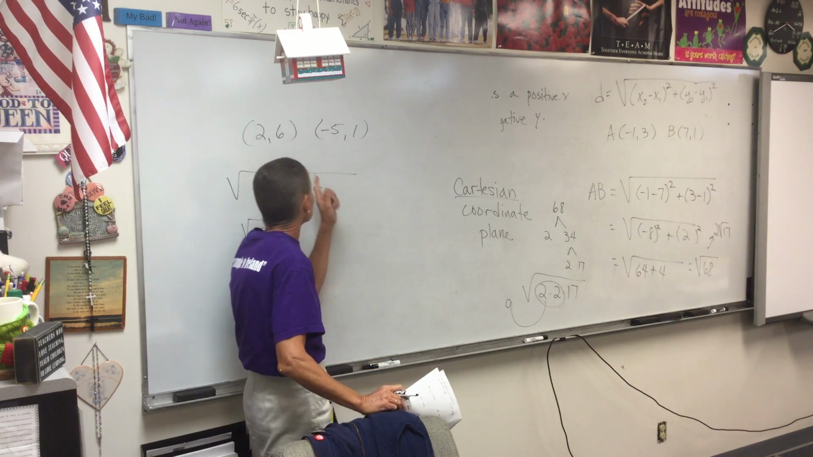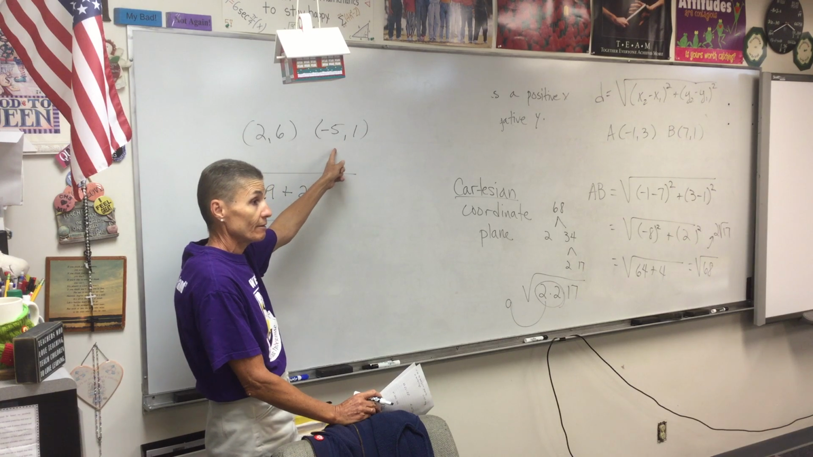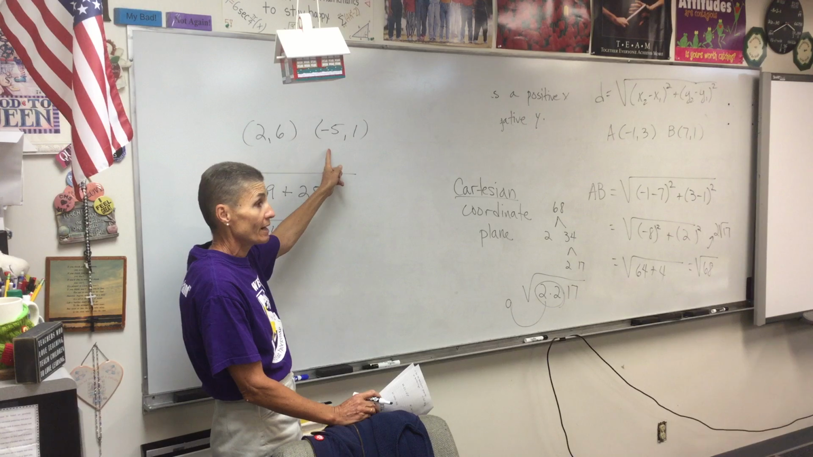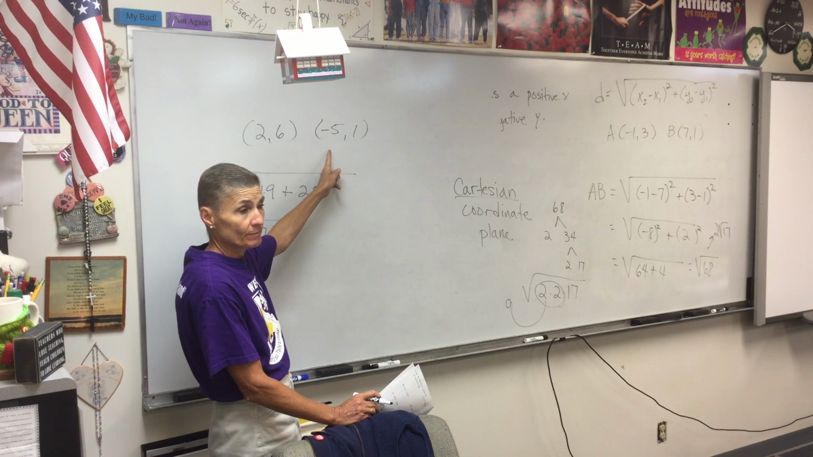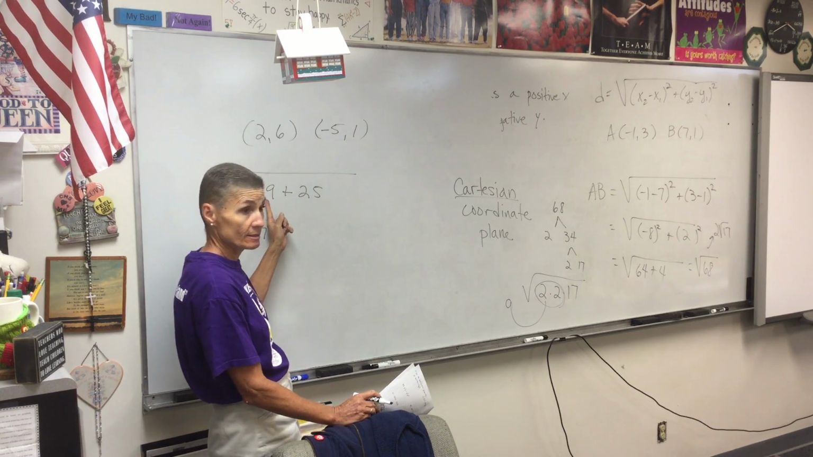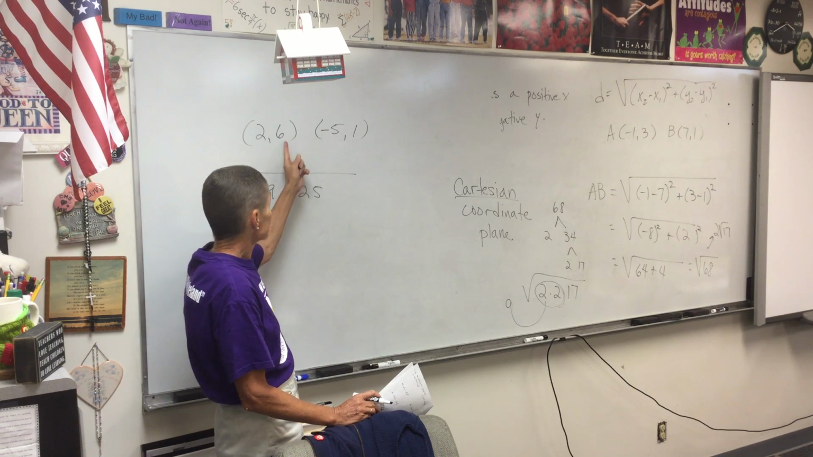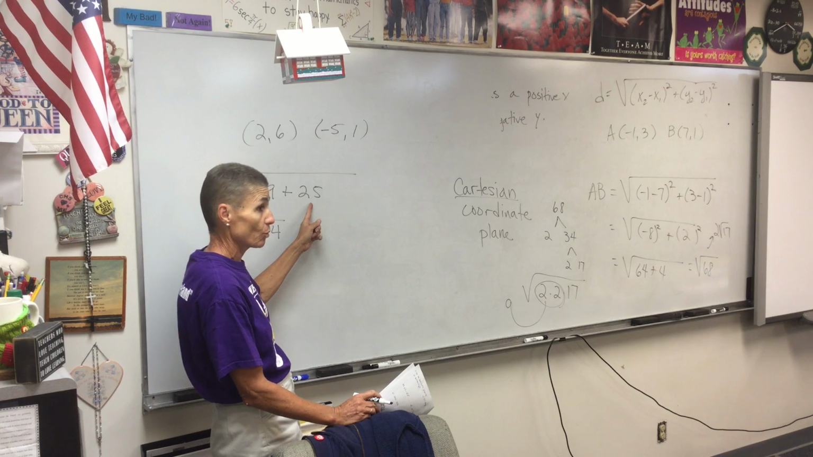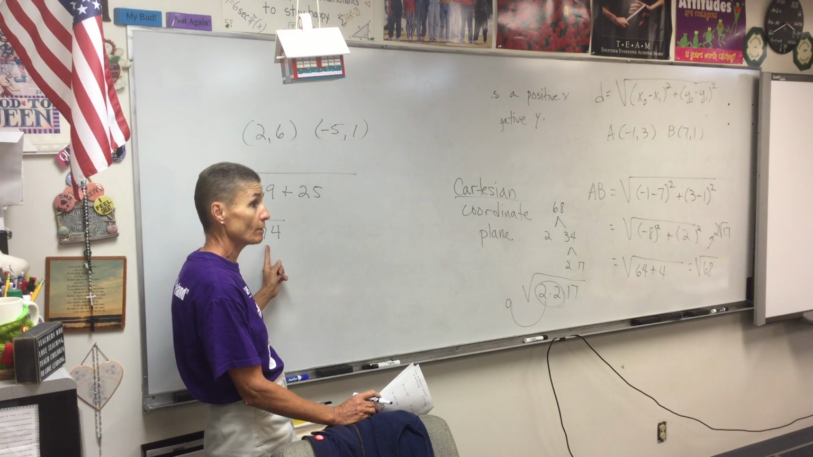We take 2 minus negative 5. Oh, please be careful with the arithmetic. What's 2 minus negative 5? 7. Squared is 49. 6 minus 1, that's an easy one. Squared is 25. Did you get the square root of 74?